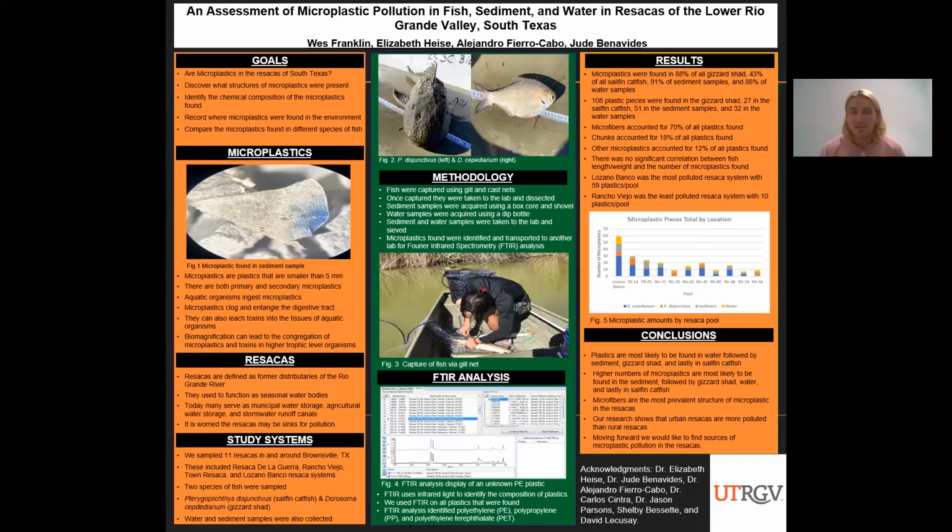So in conclusion, plastics are most likely to be found in the water, followed by the sediment, gizzard shad, and lastly in sailfin catfish. Higher numbers of microplastics are most likely to be found in the sediment, followed by gizzard shad, water, and lastly in sailfin catfish. Microfibers are the most prevalent structure of microplastic found, and that is supported by many different studies. Our research shows that urban resacas are more polluted than rural resacas. And moving forward, we would like to find the sources of microplastic pollution in these resacas.